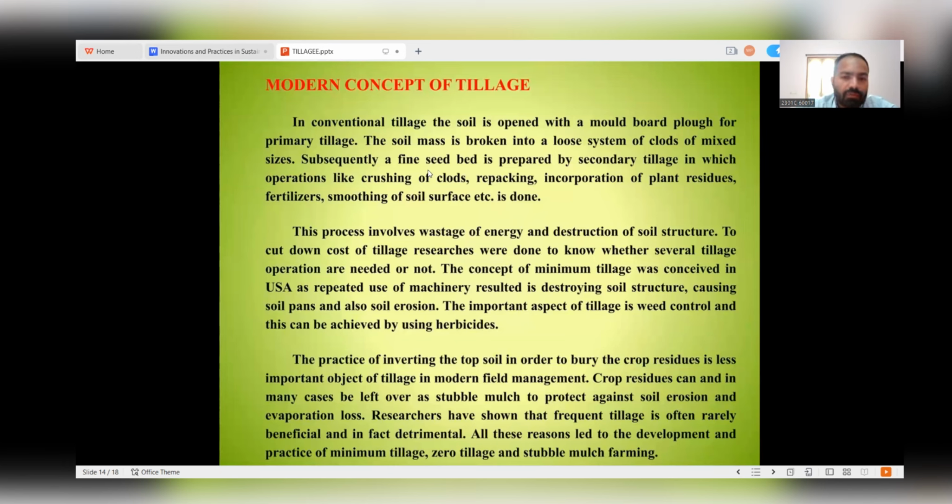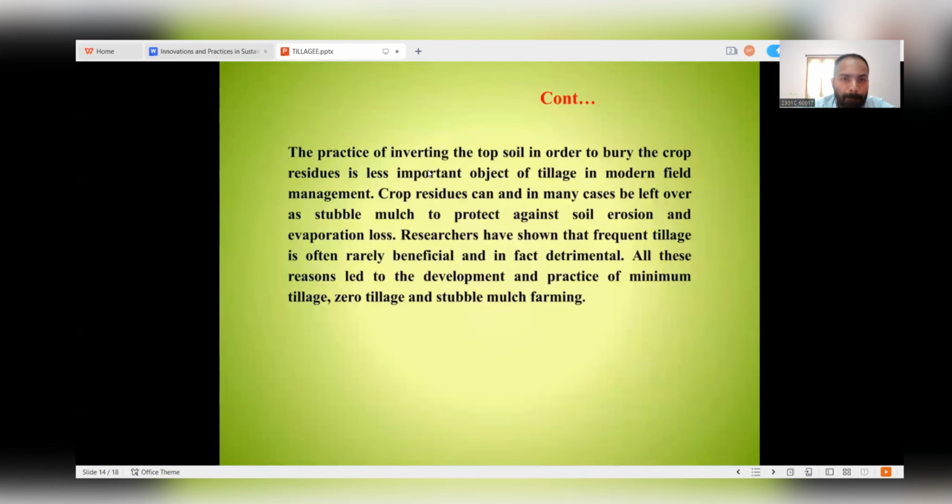Then, the practice of inverting the topsoil in order to bury the crop residues is a less important objective of tillage in modern field management. Crop residue can, and in many cases should, be left as a stubble mulch to protect against soil erosion and evaporation losses. Research has also shown that frequent tillage is often not really beneficial and in fact detrimental. All these reasons led to the development of the practice of minimum tillage, zero tillage and stubble mulch farming. Okay, moving on to the next.